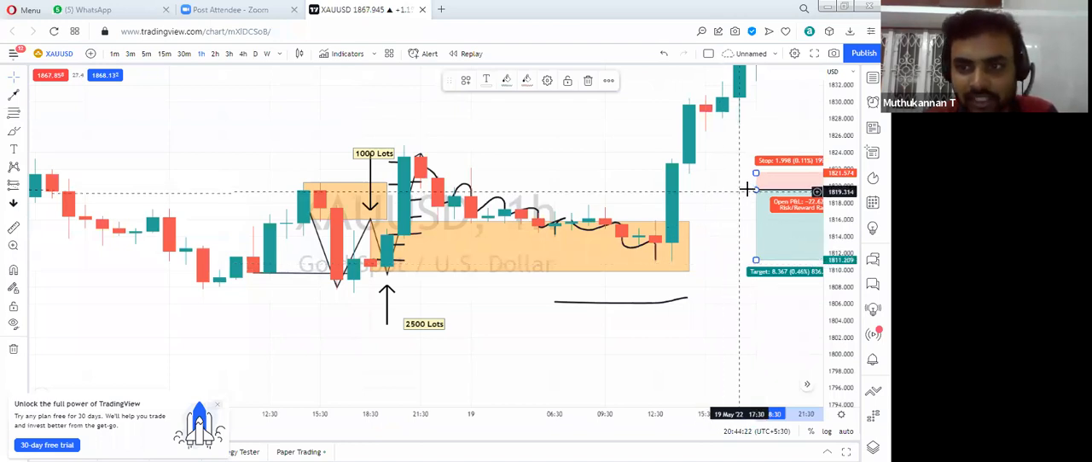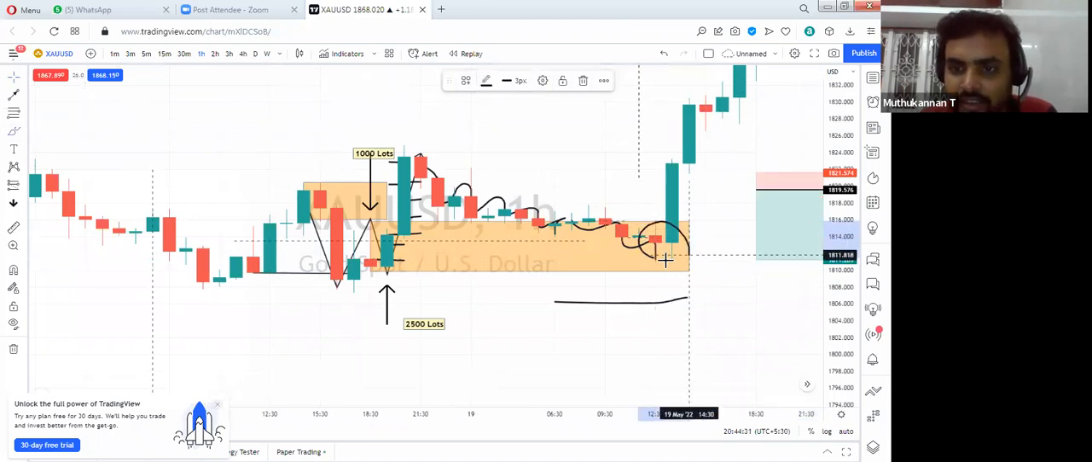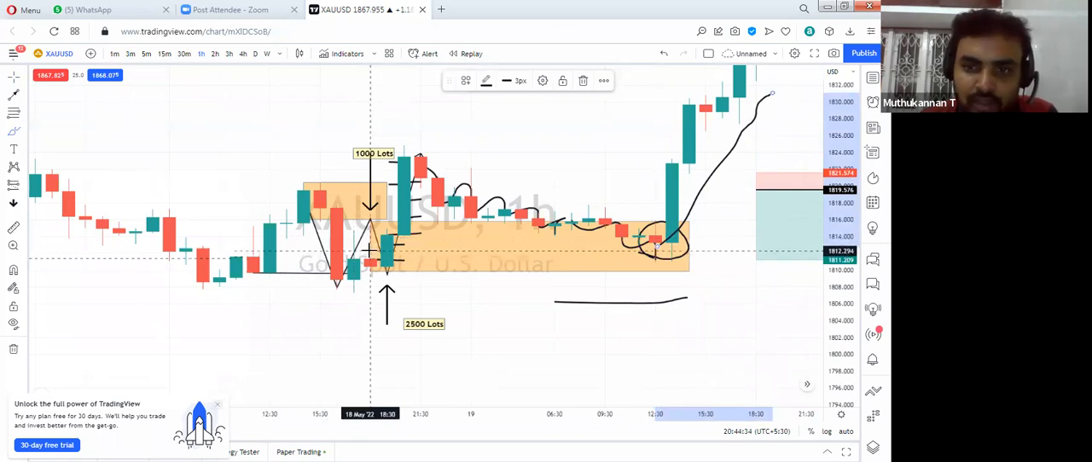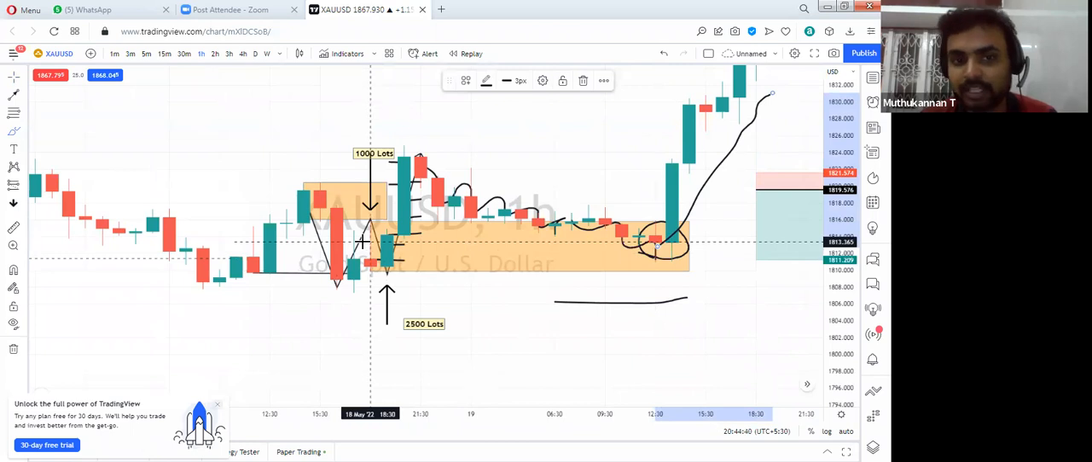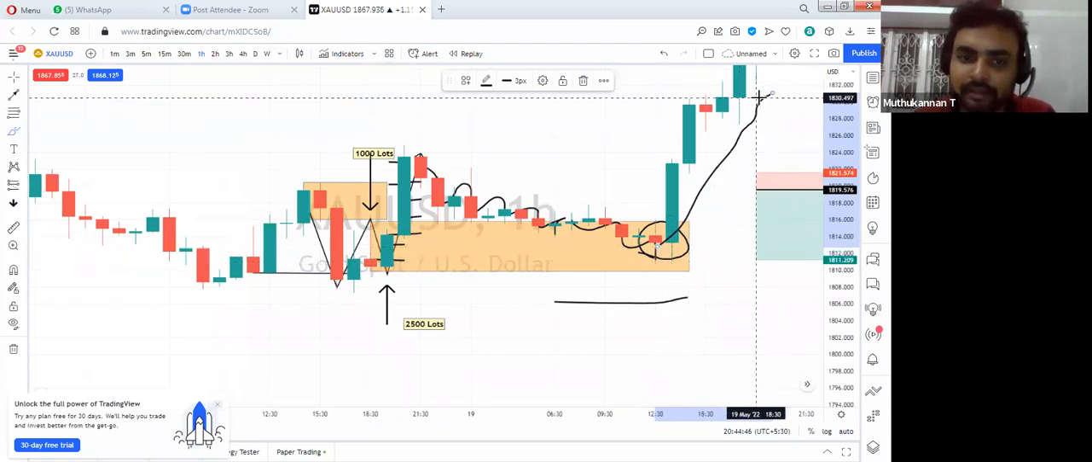I'm selling 1,000 lots here and I'm closing my 1,000 lots here, which means I'm buying 1,000 lots. So that is the reason the price has gone up, because they are closing this position. They are closing their sell position, and when a sell position is closed, it becomes a buy. That is the reason this big up move is happening.